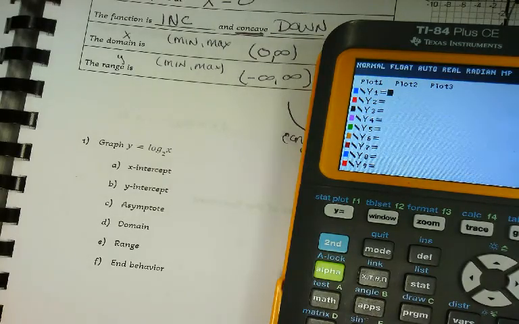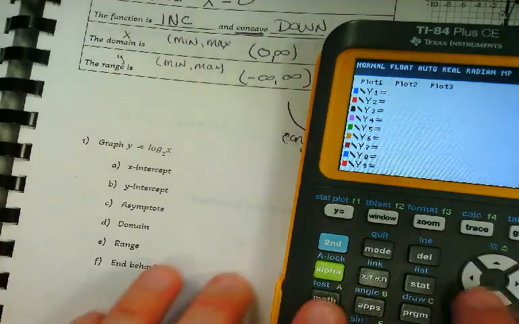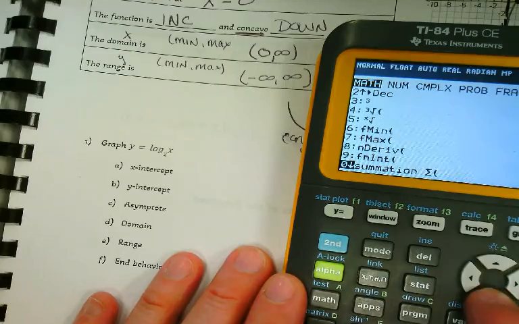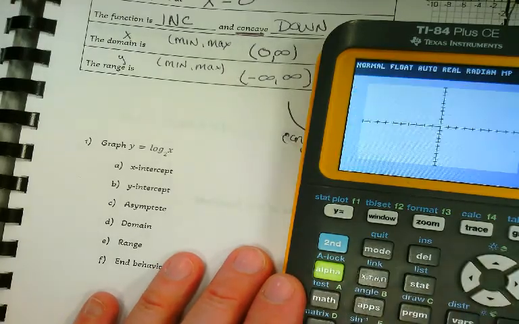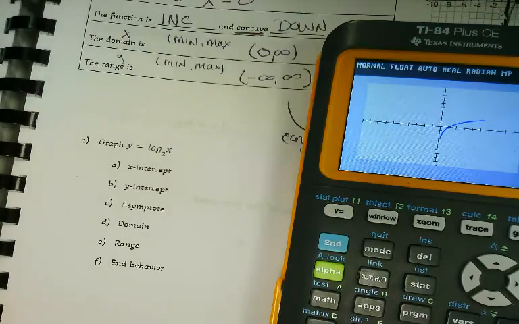You can either scroll all the way down to second, or you can hit the alpha. You can hit alpha A. And then type in log base 2 of x. And then again, just start on a zoom 6 so you know what it looks like. So we're going math, log base 2 of x. And I'll start on that zoom 6.